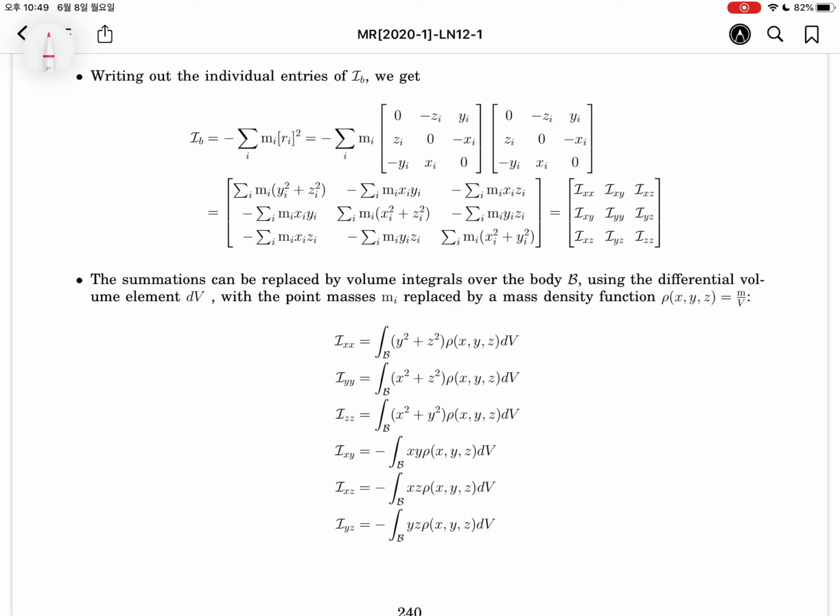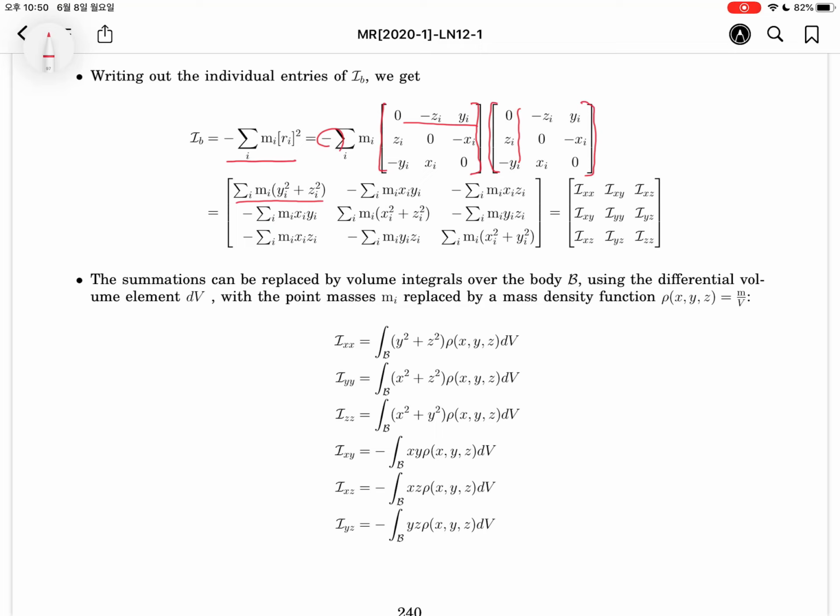Okay, as you know, this is the definition. Okay, minus summation mi Ri square. You know that the skew symmetry form of the Ri is written like this. This appears 2 times. Okay, let's multiply the first row and the first column. Then we have the minus yi square minus zi square. But minus appears again. So this is the positive part.